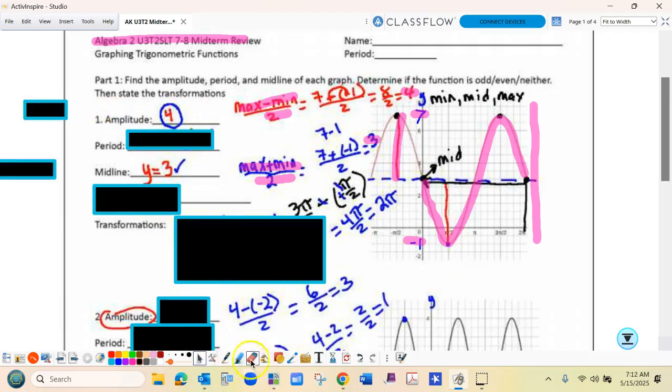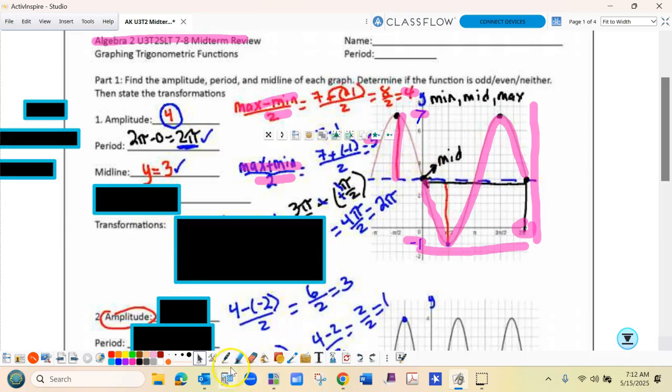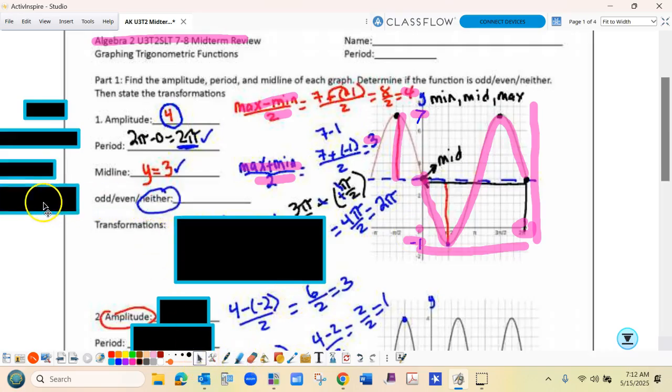For the period, I'm looking from the y-axis to where the S stops. The S stops at 2 pi. So 2 pi is your period. For odd, even, neither, this point here on the y-axis is not at the origin. And when I look over the y-axis, it's not a reflection. That means that this graph has neither symmetry.